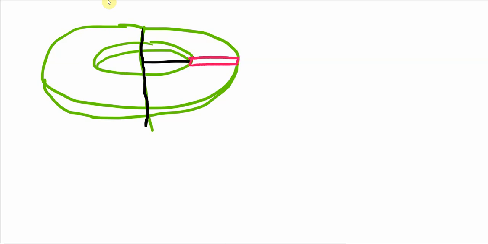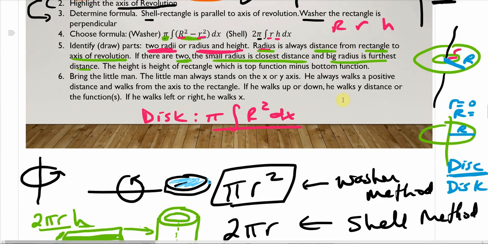Here's my rectangle. And I'm taking that rectangle and I'm revolving it around the y-axis. So this distance here is going to be my little r, while this distance from here to here is going to be my big R. Okay? So the little r is the closest distance of the rectangle to the axis of revolution. Big R is going to be the furthest distance. Okay? And then in the washer method, though, you only have an R and an H. The R is still going to be defined as the distance from the rectangle to the axis of revolution, and the height, H, is going to be the height of the rectangle.